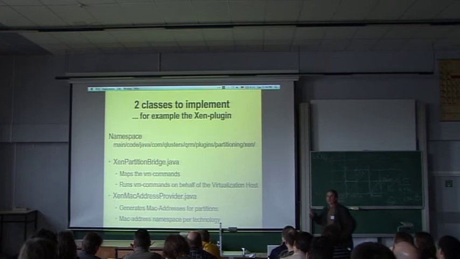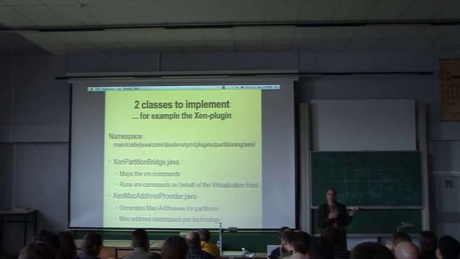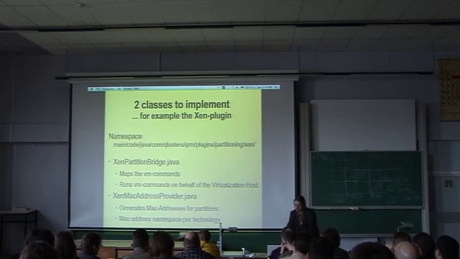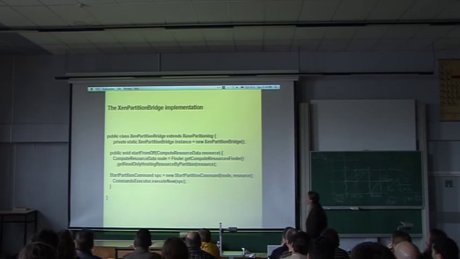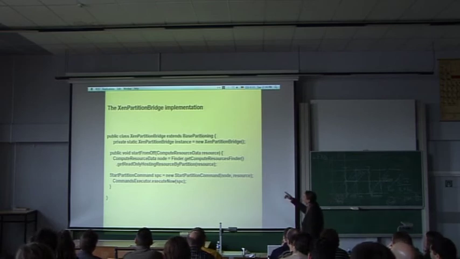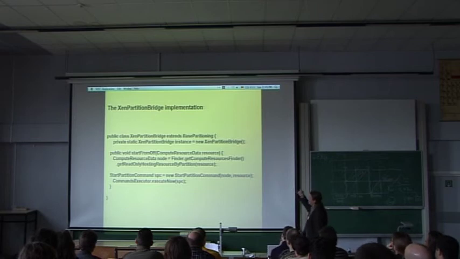The second class you need to implement is the Xen MAC address provider. This basically generates random and unique MAC addresses for your new partitions, because when you create a new partition, you also need to create a new virtual network interface. This is basically the only unique part. This is pseudocode, so don't compile it. This is the implementation of the Xen partition bridge. As I mentioned, it extends the base partitioning abstraction layer inside openQRM. This is the example of the start command, or start from off command.